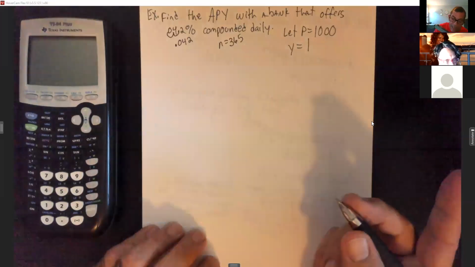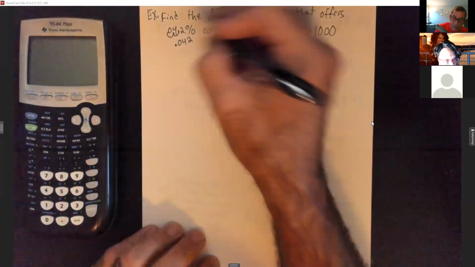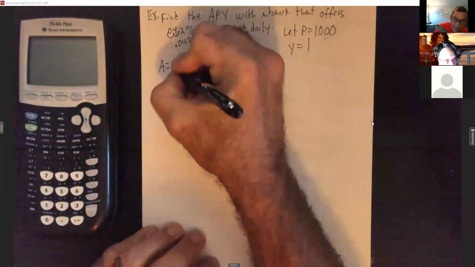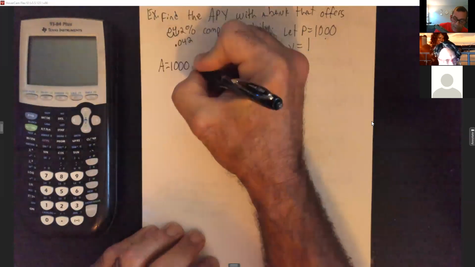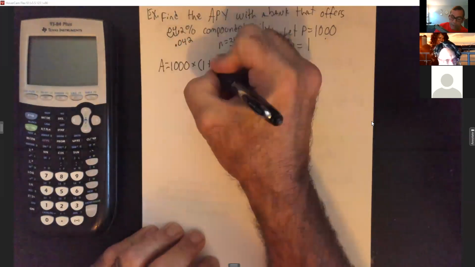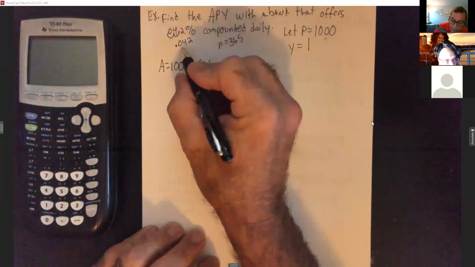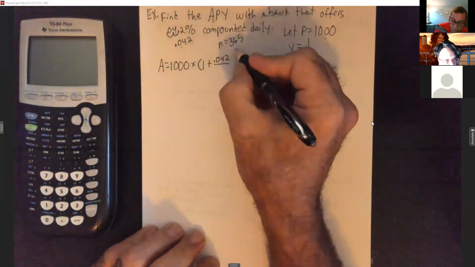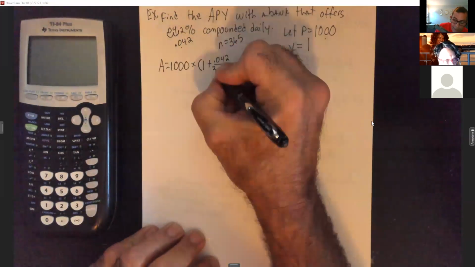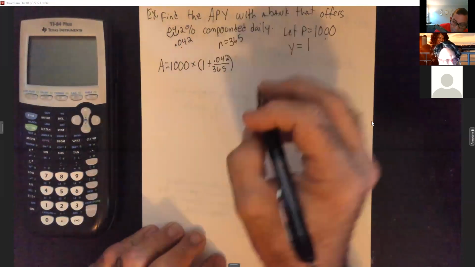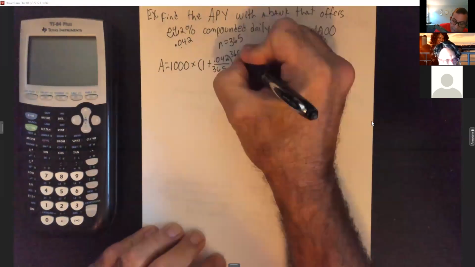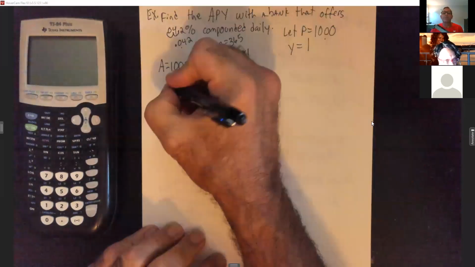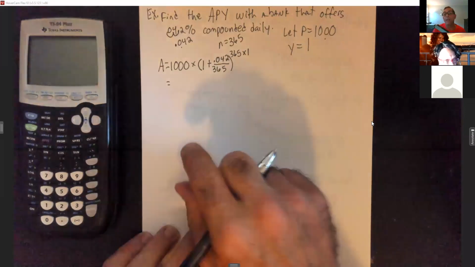All right, y'all, here we go. We got to find what the account grew, so we got to find our A. We're assuming we're putting in $1,000 times parenthesis 1 plus my APR, which is 0.042, divided by my N, which is 365, all raised to the N, which is 365, times my Y, which is 1. This will give me how much money I have after the end of that first year.